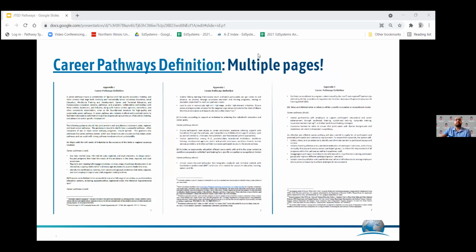Okay, so what you see here on your screen is the official career pathways definition as created and set up by the department, by DCEO and IDES, and it's on the webpage of the NOFO.